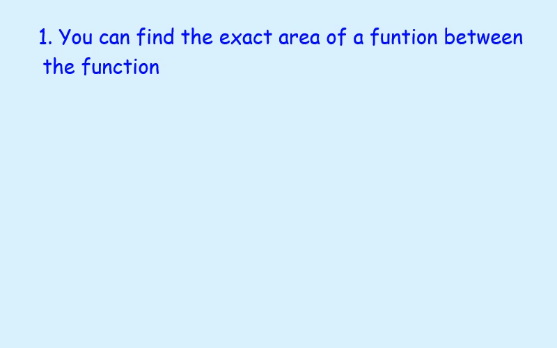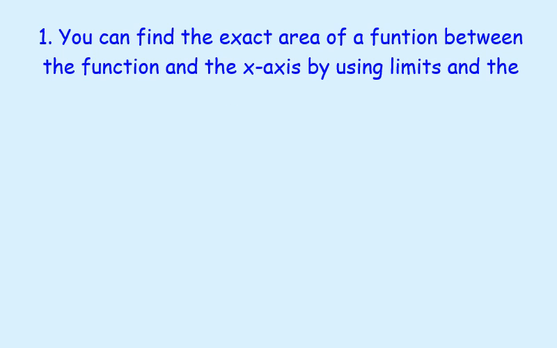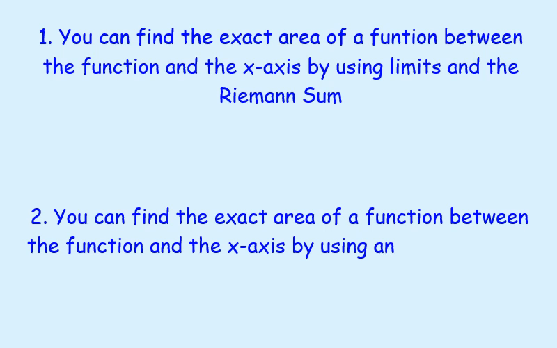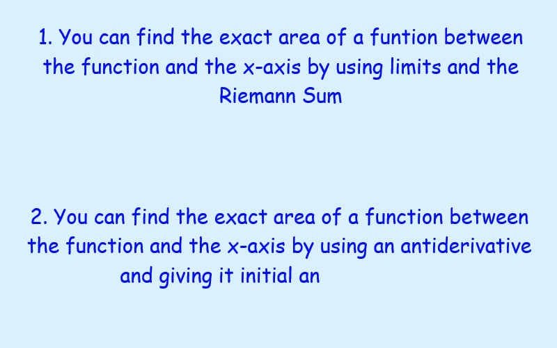So in conclusion, you can find the exact area between a function and the x-axis by using limits and the Riemann sum, or you can also find the exact area between the function and the x-axis by using an antiderivative and giving it initial and final limits.